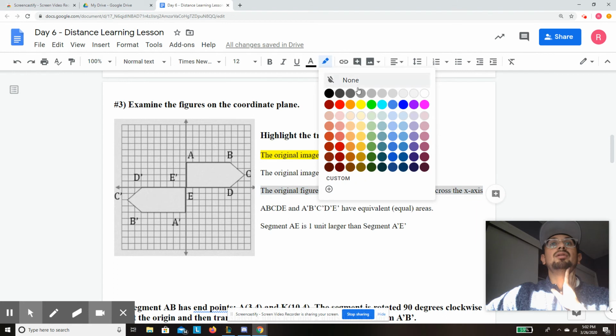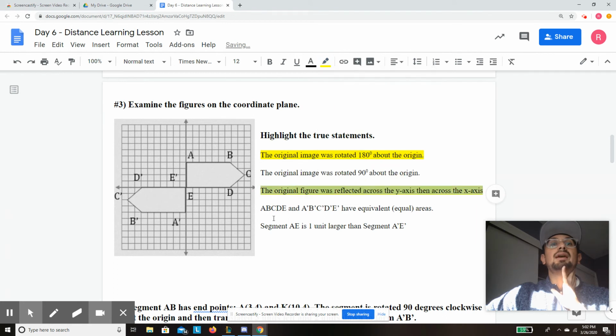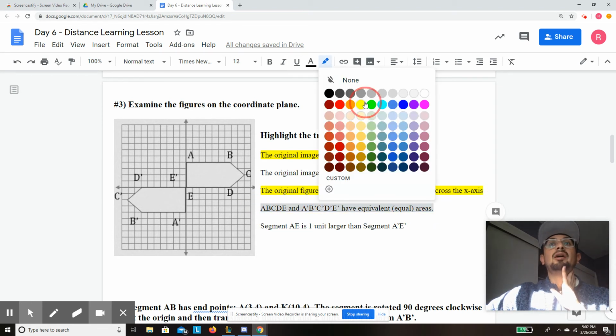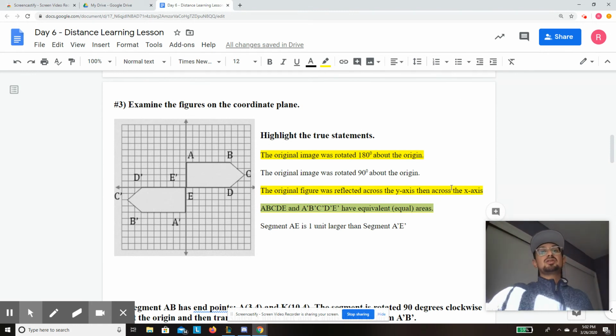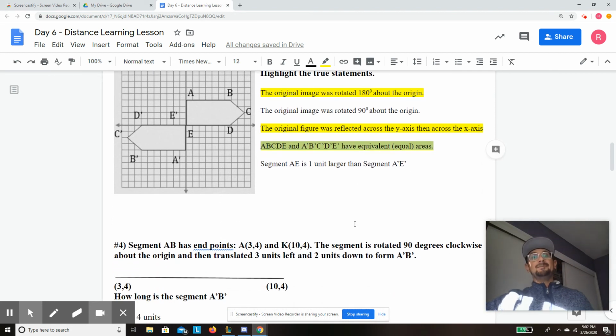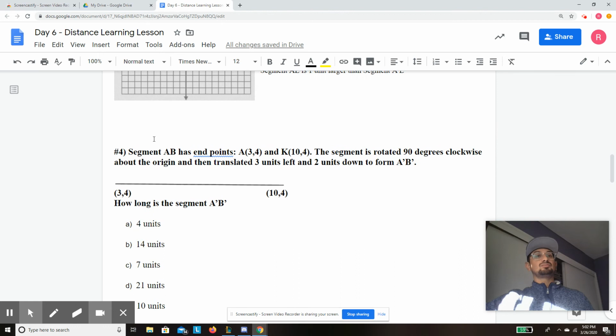The original figure ABCD and A prime, B prime, C prime, D prime have equivalent areas. That is true. One of my students said that rigid transformations do not change the shape, so therefore it has equal areas, right? And so that's why the last statement wouldn't be true either. The segment AE is 1 unit larger than the segment A prime E prime. That is not true also.